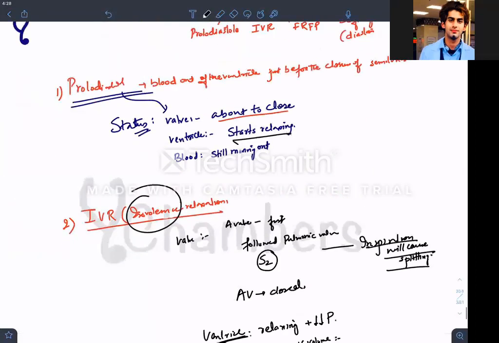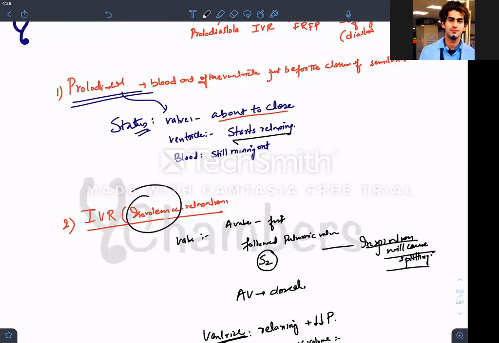Now I go into isovolumetric relaxation. That means at this point of time, ventricular pressure should become the lowest, approximately 0 mmHg. At the end of this isovolumetric relaxation, there should definitely be a closure of semilunar valves.